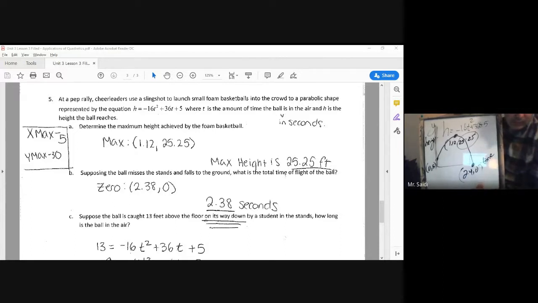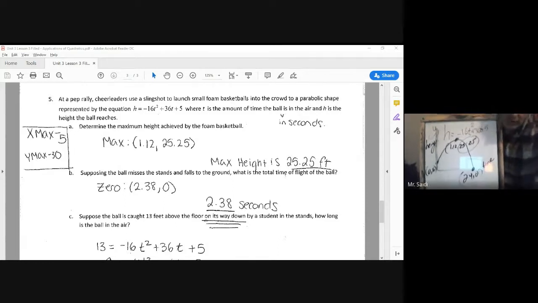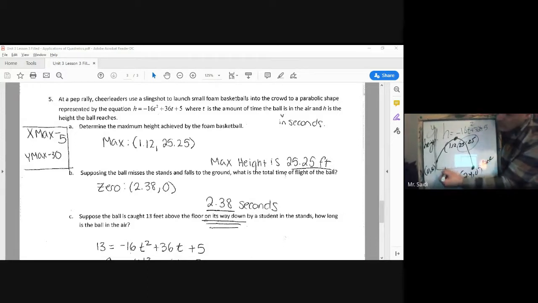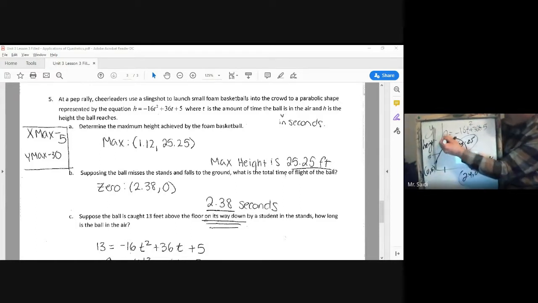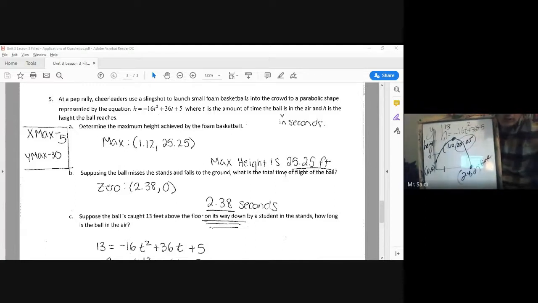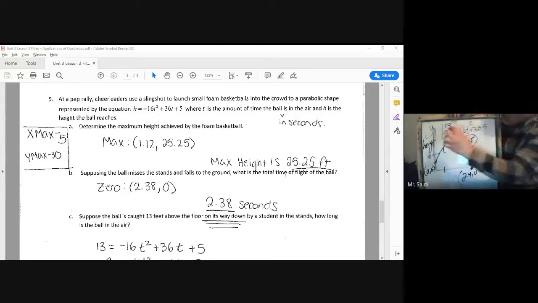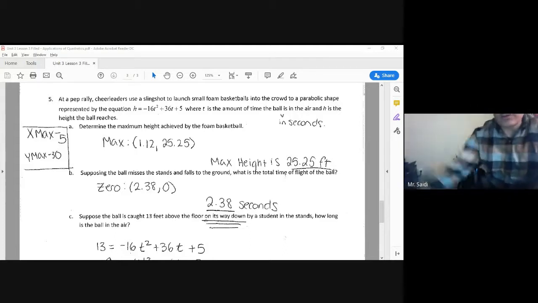And then the last one says, suppose that a ball is caught 13 feet above the floor. How long did the ball take? If I caught the ball at 13 feet, what is the y number? I'm simply going to put 13 in for h. When h is 13, what x numbers give me 13? You can simply put that in Desmos. So instead of h, you're going to change it to 13.